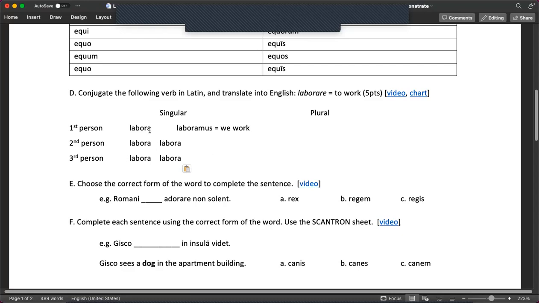Okay, and then for the first person, you're going to replace that letter A with the letter O. So laboro. The second person, you're going to have the letter S. Third person, you'll have the letter T. And then the first person plural, laboramus. This is the ending. Laboratis for second person plural. And then the third plural is laborant.